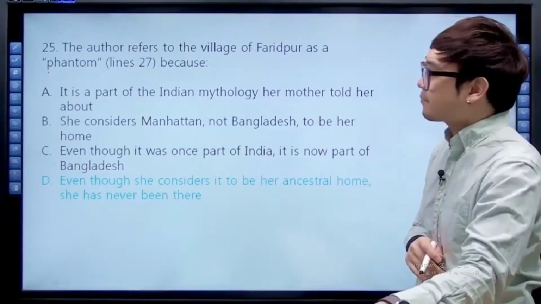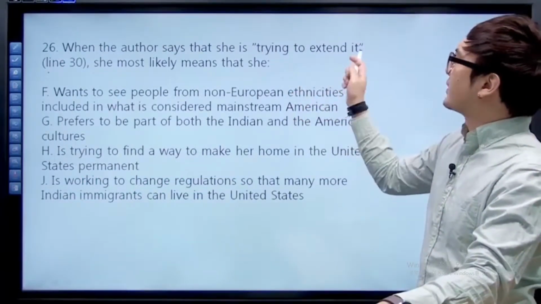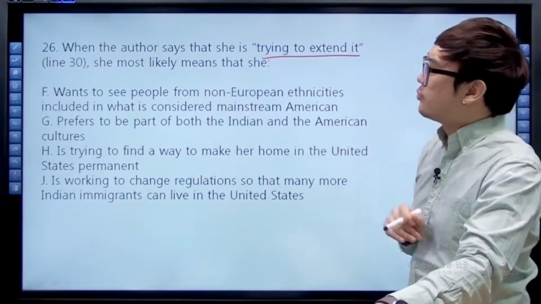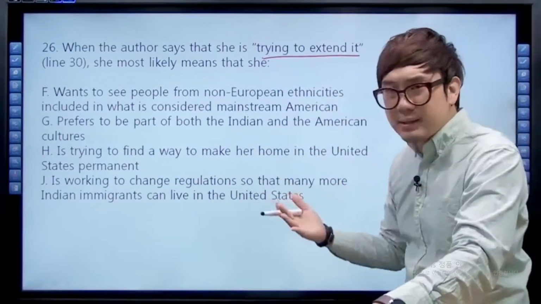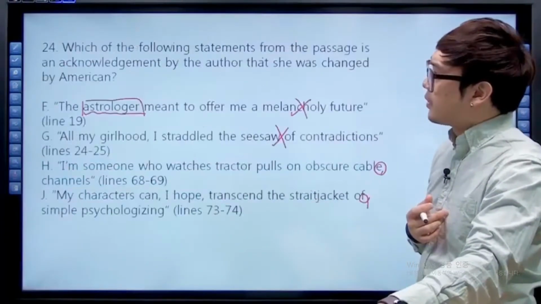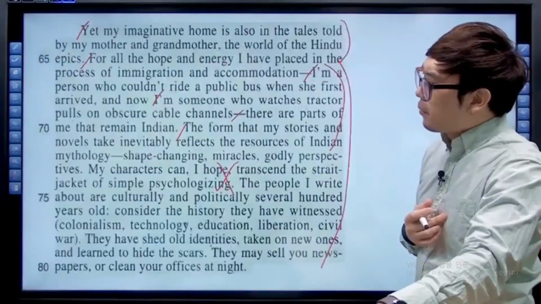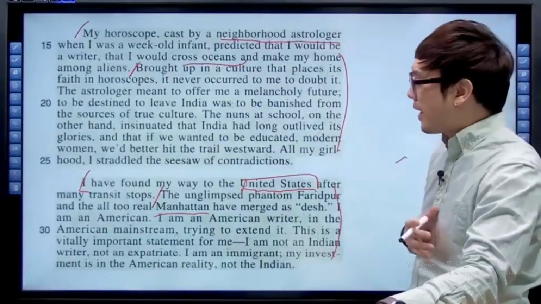Simple as that. Moving on to number 26, let's see. When the author says that she's trying to extend it, line 30, she most likely means that she wants to do what? Now, by accident or whatever, we read that part, right? Line 30, we'll go back to it and see what it means. We read that part when we were reading something else, but that's the idea here. The reading is all about that.